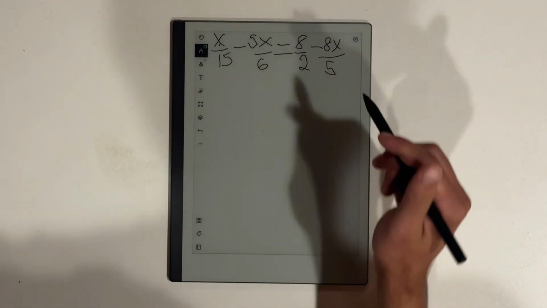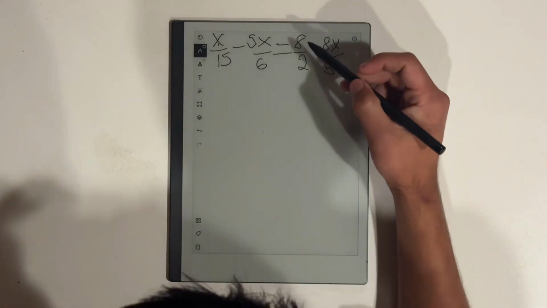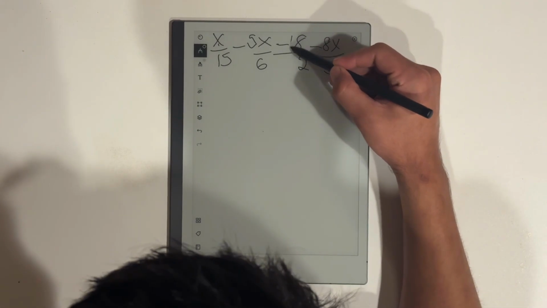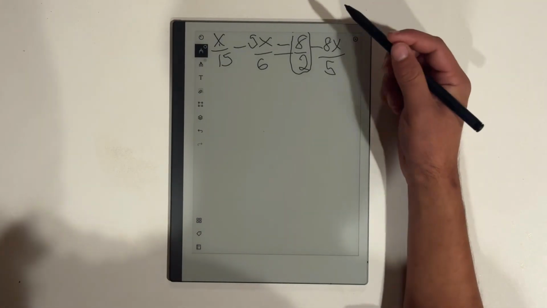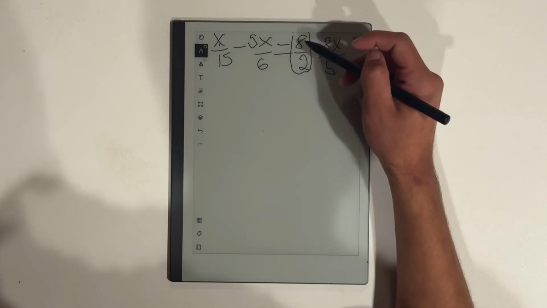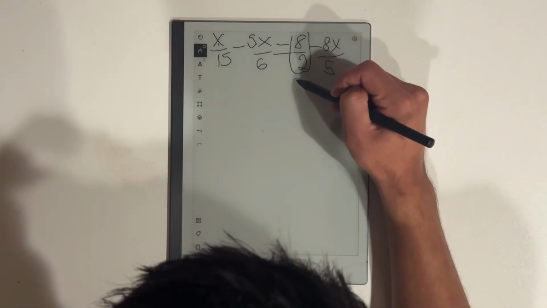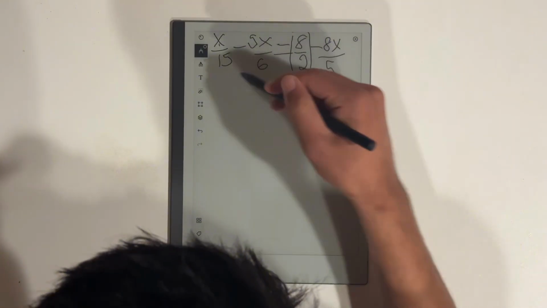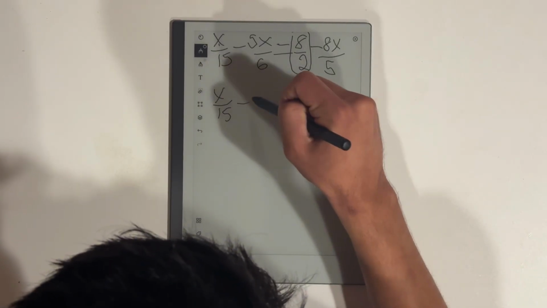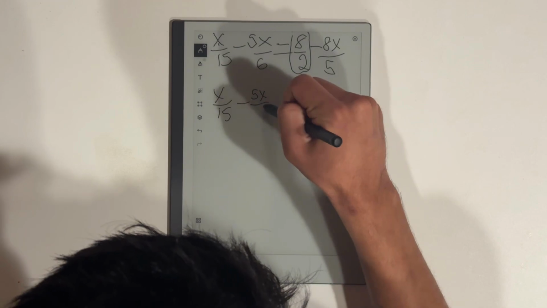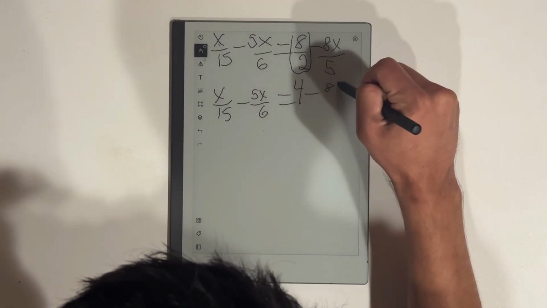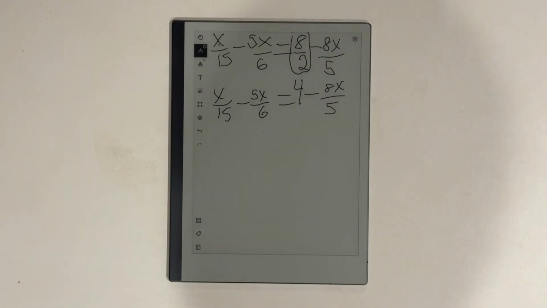So the first thing you guys are going to want to do is simplify all the terms that can be simplified. So we're going to be simplifying this one. 2 goes into 8 4 times, so that is going to be 4 right there. So now it's x over 15 minus 5x over 6 equals 4 minus 8x over 5.